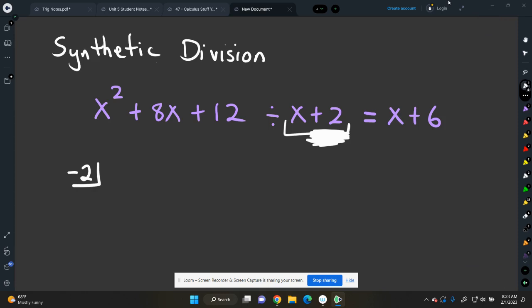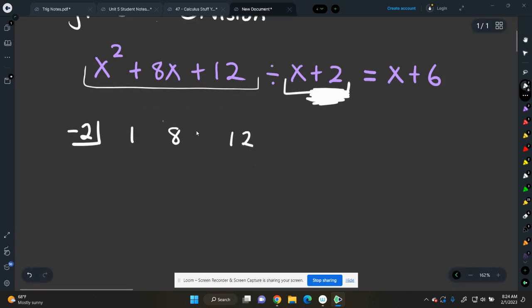Now we're going to write the coefficients of this polynomial. What are the coefficients? What's in front of the x squared? 1. We write 1. What's in front of the x? And then we have 12. So we write those numbers. Okay, now we're going to draw a line.